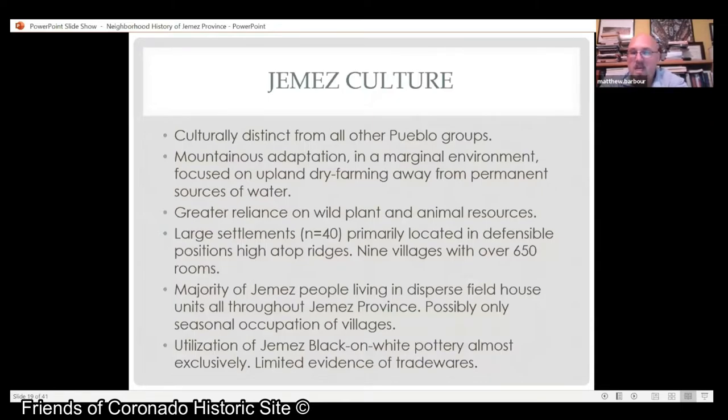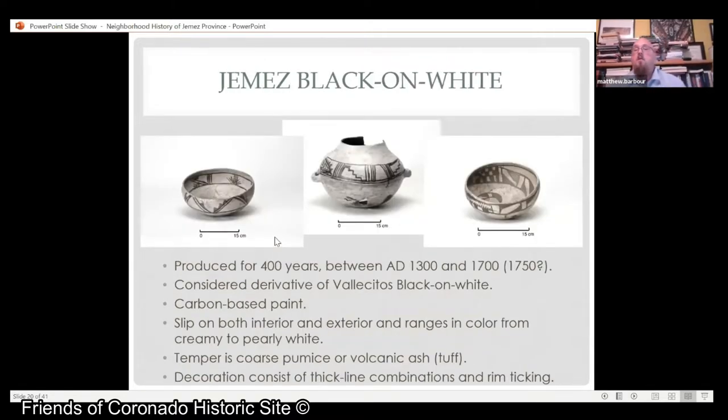And the big thing that's defined archaeologically with Jemez culture is the use of Jemez black on white and very limited evidence of trade wares. The most common decorated type is Jemez black on white, and it appears in large numbers compared to all other pottery types. You can see an example. What does Jemez black on white look like? It looks like this.